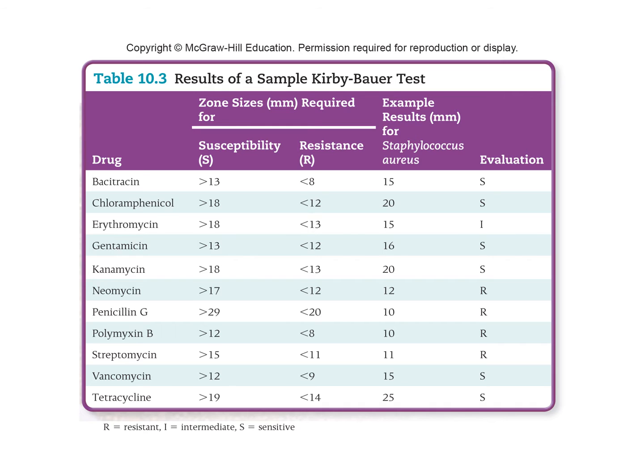So if it's greater than 13 millimeters, then we know it's susceptible to bacitracin, and we can use bacitracin to treat. If it's under 8 millimeters, then we know it's resistant to bacitracin, and we don't want to use it. If it's in the middle, it's kind of ambiguous, and so it's called this intermediate area.